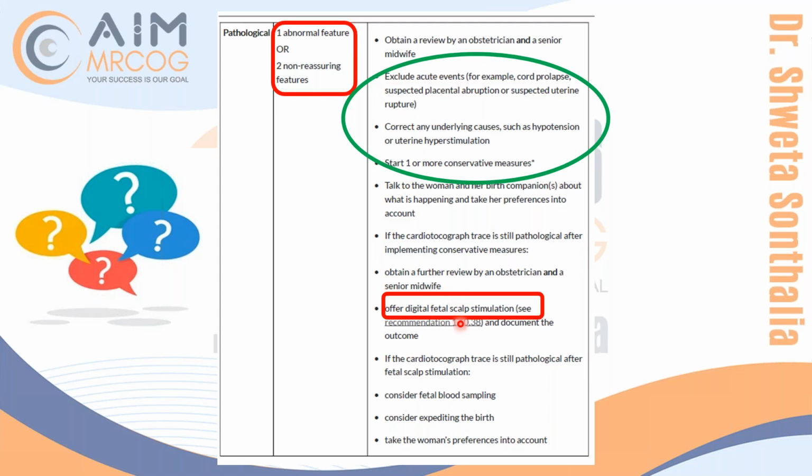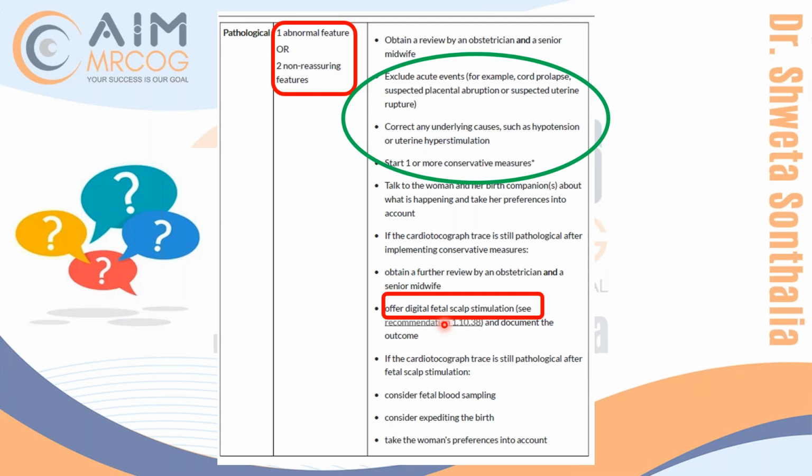So we will do the scalp stimulation. Scalp stimulation means that if you do the vaginal examination and you touch the fetal scalp, stimulate it, then most of the time, if the baby is good, the CTG will improve. You will see either acceleration or improved variability. This is a kind of reassurance that with stimulation, the baby is doing well. That means you have time, but that doesn't mean you don't have to monitor or act upon it.